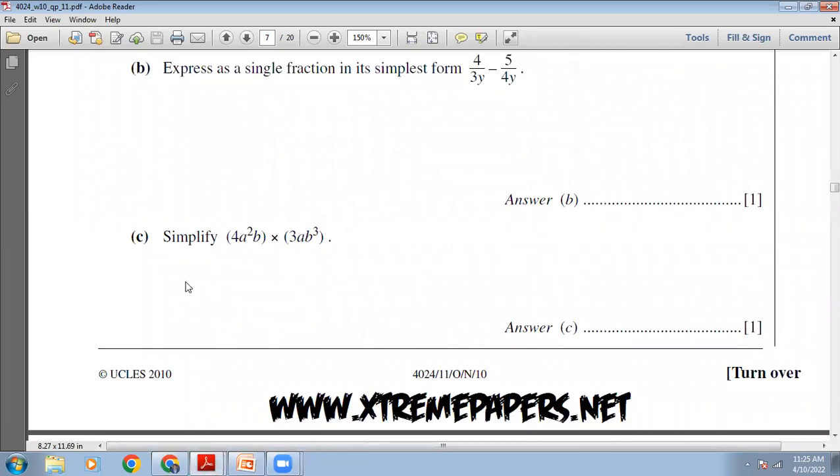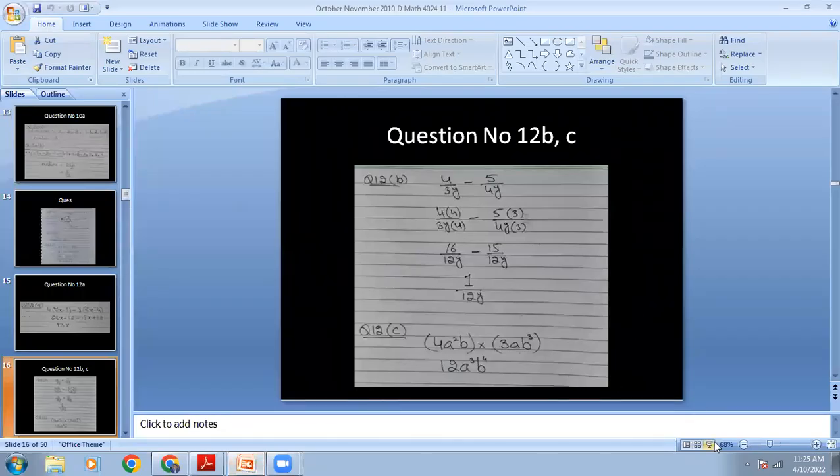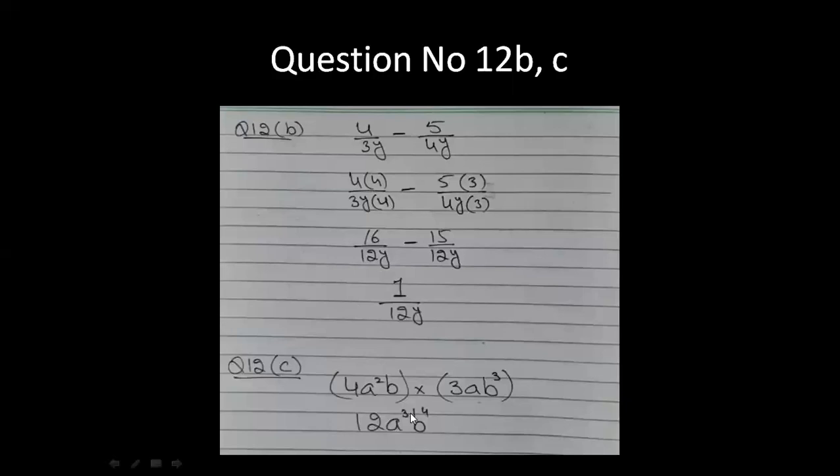Then the C part, simplify. 4a square b multiply 3ab cube. The coefficients multiply with the coefficients, and the same variables multiply with each other, and their powers are added. So you will have 12 a raised to power 3, b raised to power 4. So here you see coefficient multiplied with coefficient, a multiplies with a, b multiplies with b. So you will have 12a cube b raised to power 4.